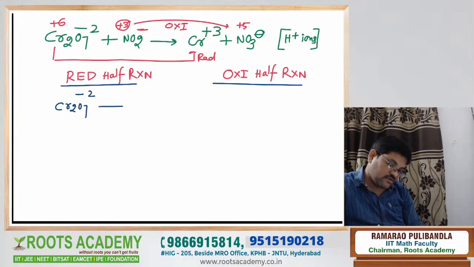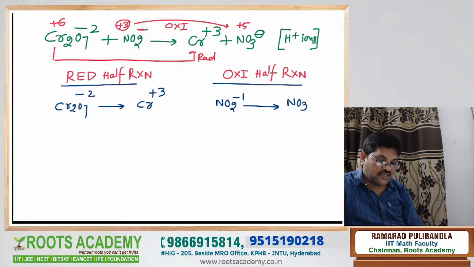Cr2O7 2- gives rise to Cr 3+. For the oxidation reaction, what do you write? NO2- gives rise to NO3-. Very good, Nana.